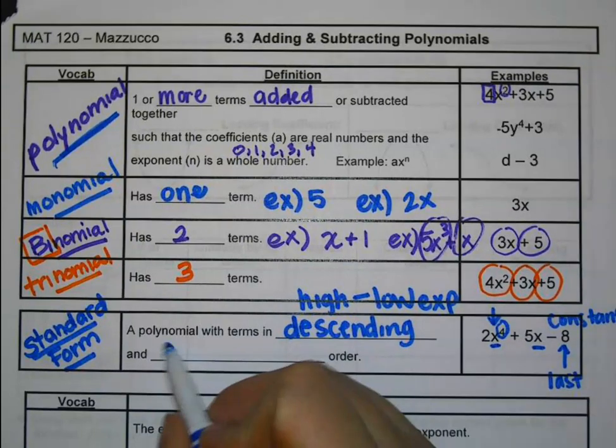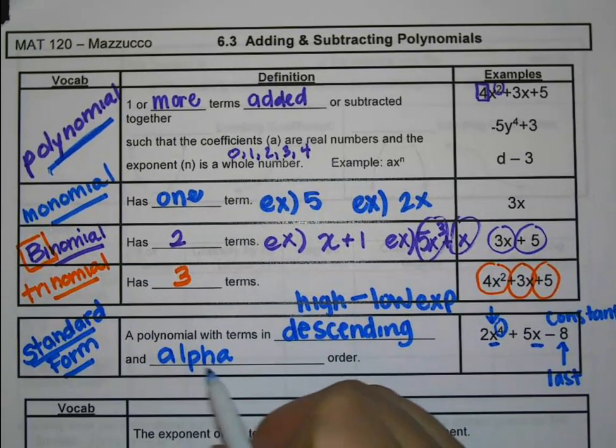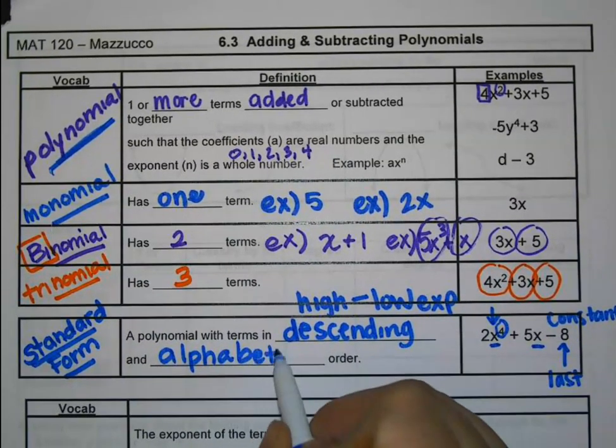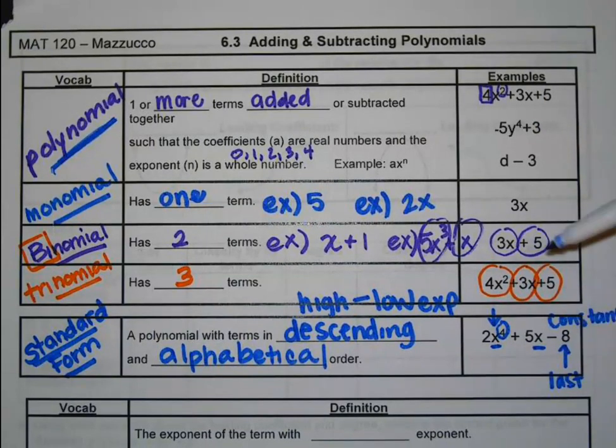And then it's always in alphabetical order. So an X would come before a Y and so on. Alphabetical order. Okay, so all of these here are in standard form. So highest exponent to lowest, and they're all in alphabetical order. Actually none of these have multiple letters, but later on you'll see that we write them in alphabetical order if there's more than one letter variable.